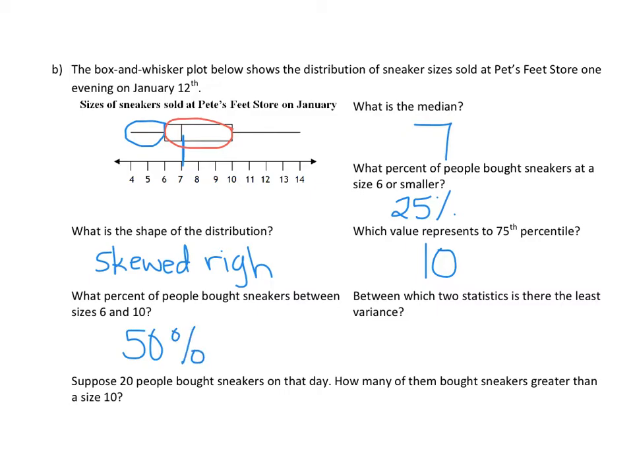Between which two statistics is there the least variance? So we're looking for the smallest amount from one quartile to the next, which is represented here between 6 and 7.